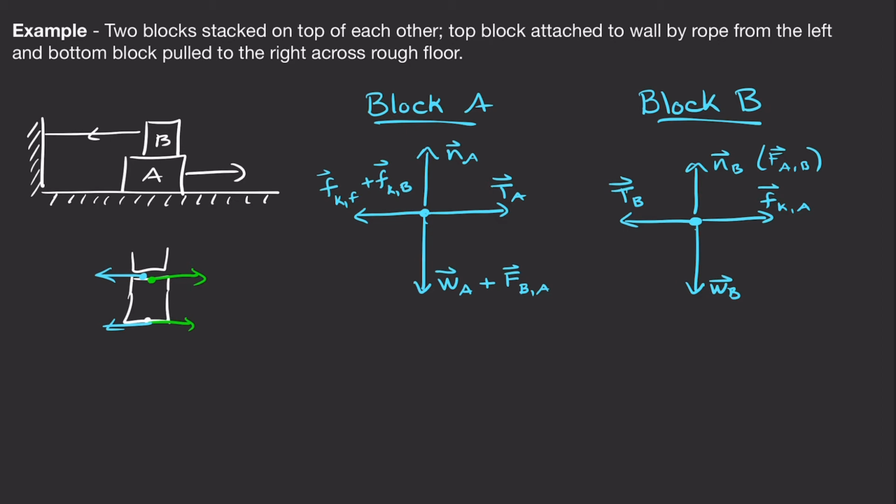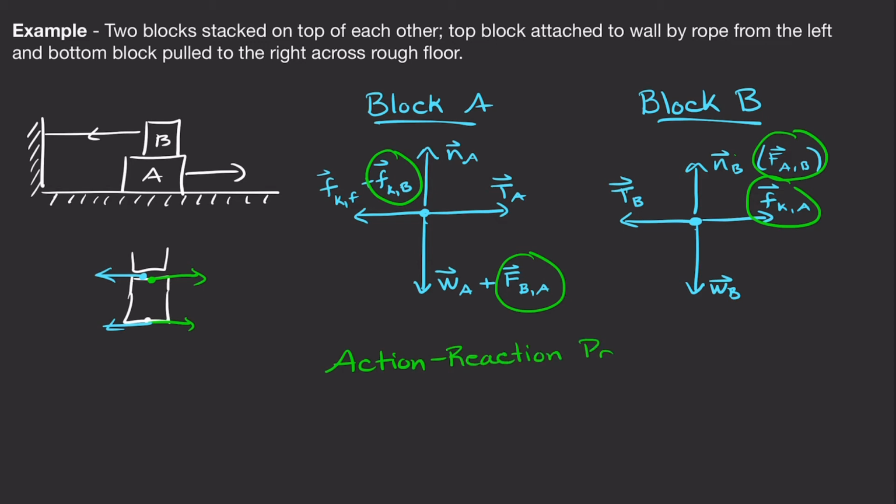Really quick, I want you to notice these are action-reaction pairs. They're in opposite directions. They're equal in magnitude. One of them is from A acting on B, and one of them is from B acting on A, so it's by 2 separate objects. Not only that, block A is exerting a normal force on B, and block B is exerting a force on A. So all of these are action-reaction pairs.